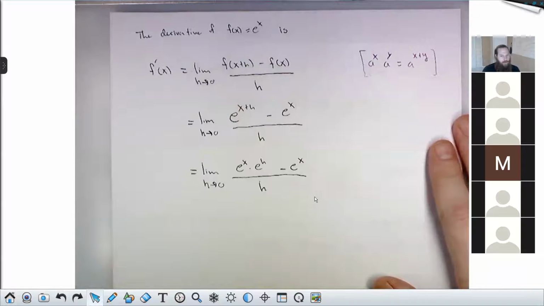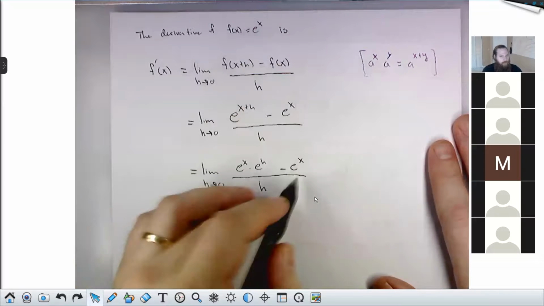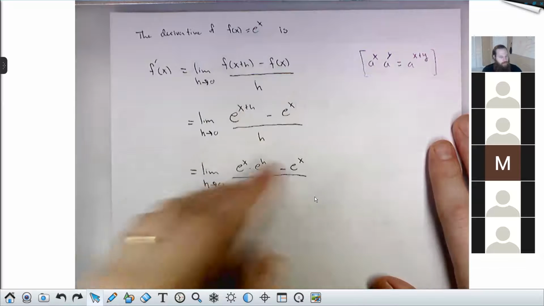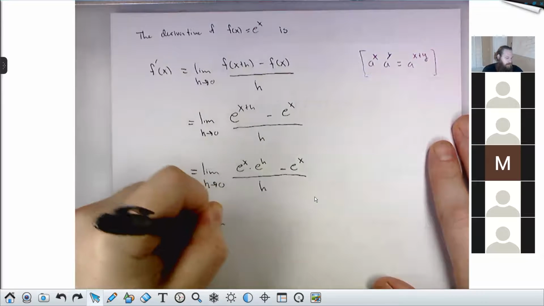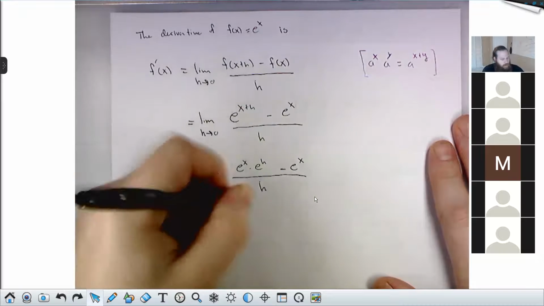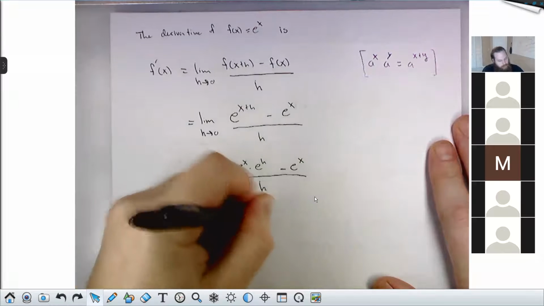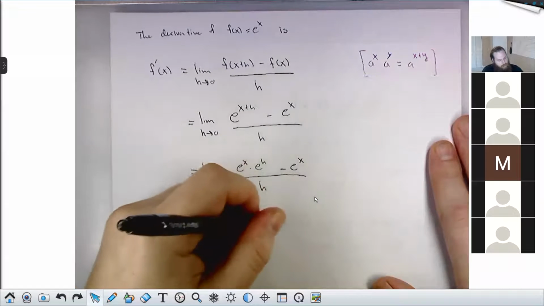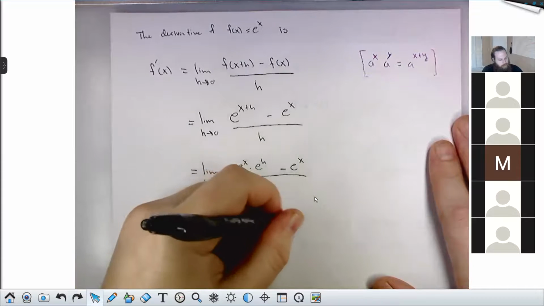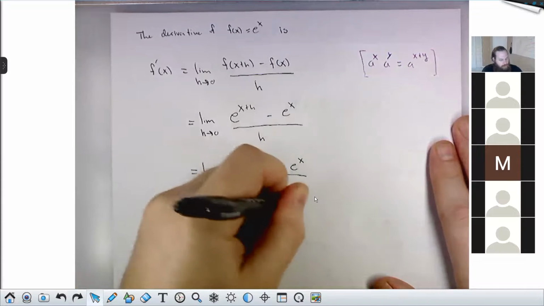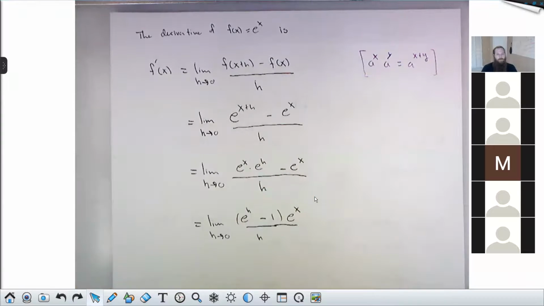And you notice upstairs, there's a common factor of e to the x between these two terms. So I can factor e to the x out. And what's left is e to the h minus 1. Upstairs, I factored out an e to the x. Right? If you redistribute this e to the x, you will get exactly this.